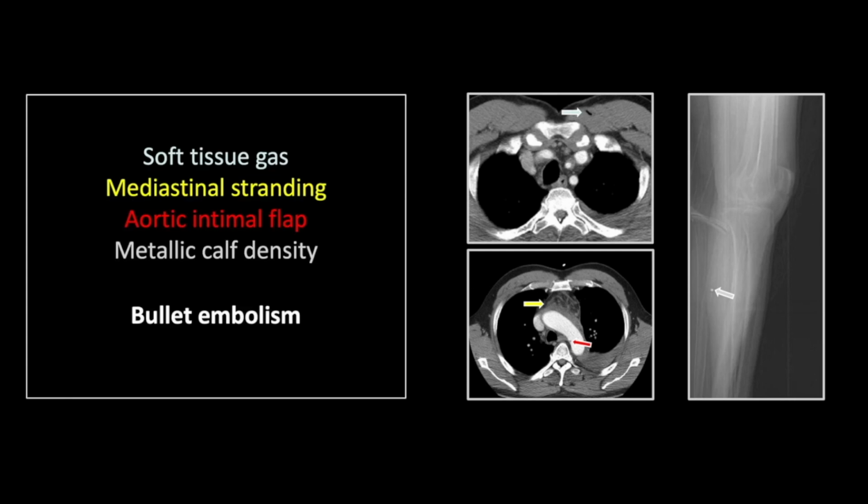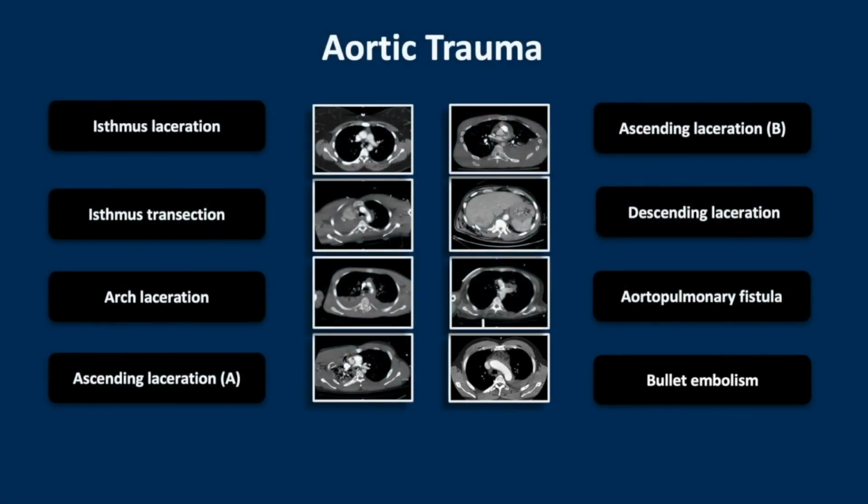A pinhole defect was found in the anterior arch at surgery, as was that intimal flap. The calf foreign body may lie there to this day. So that is a case of BB or bullet embolism. And that concludes this session on aortic trauma.